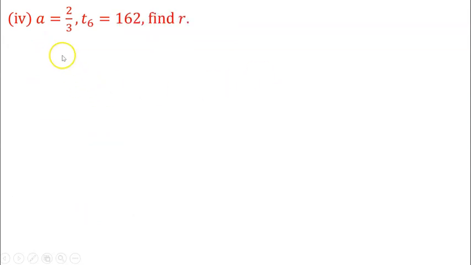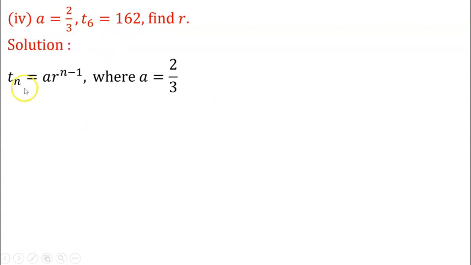Now next example, A is equal to 2/3, T6 is equal to 162. Find R. Now the formula is Tn is equal to A times R to the power n minus 1. A is equal to 2/3. Therefore, T6 is equal to 2/3 times R to the power 6 minus 1, is equal to 162.